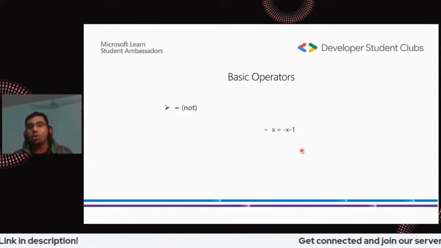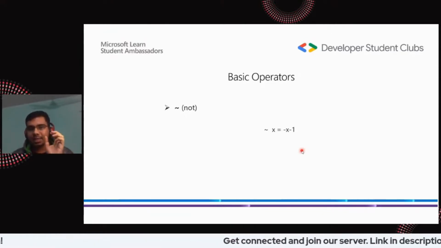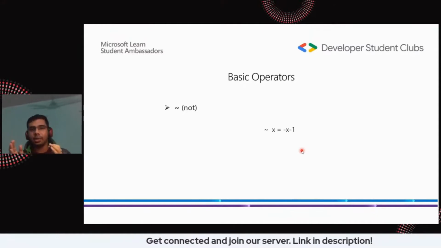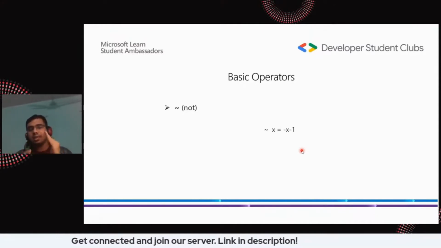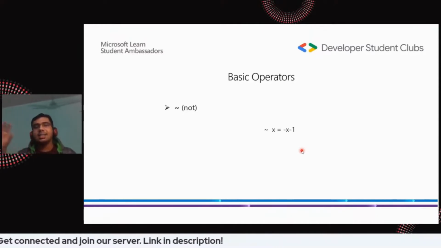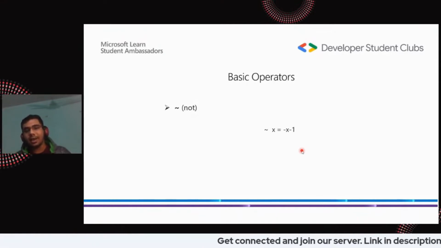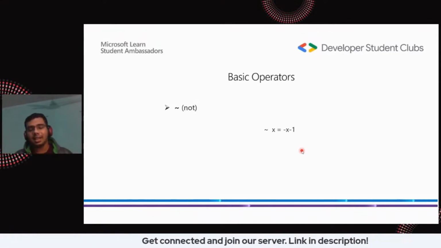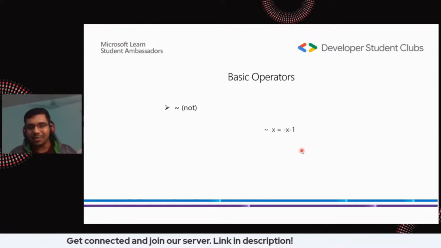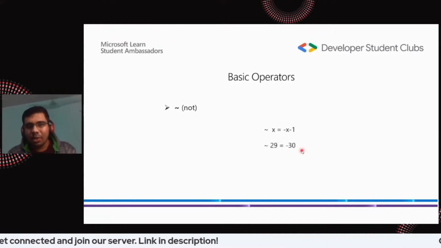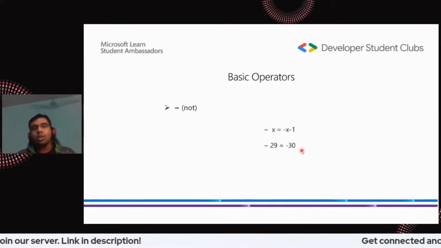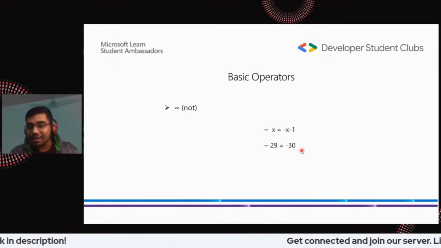So when you're doing NOT of x, you have a number x and you're trying to do a NOT of that number. It basically does, in mathematical form, minus x minus 1. So we first take minus x and then do a minus 1. Okay, lots of technical terms. Let's understand it with some numbers. You have 29, so NOT of 29 would actually be minus 30.